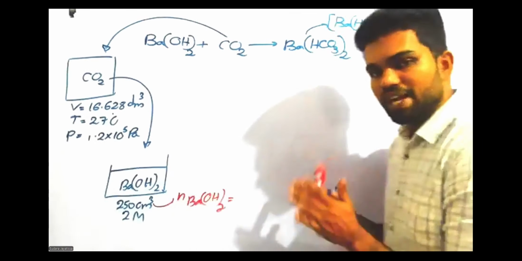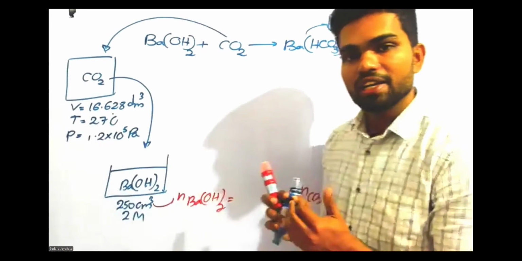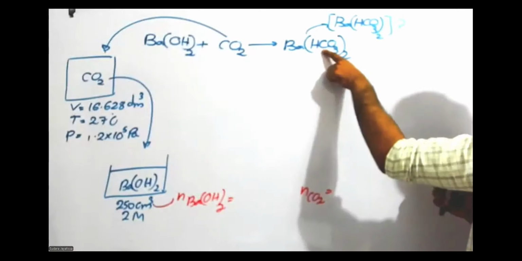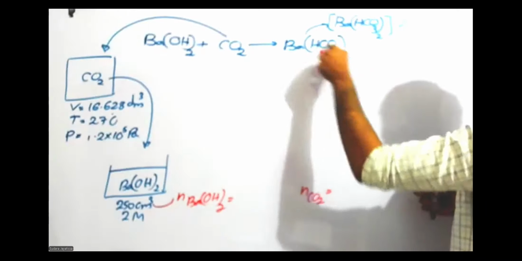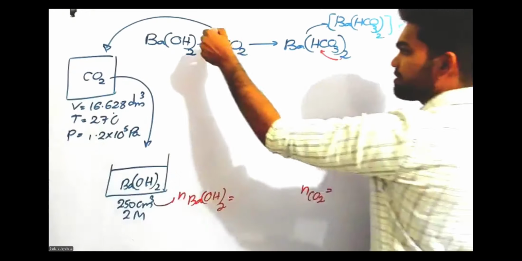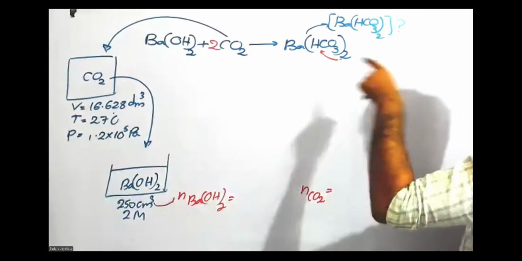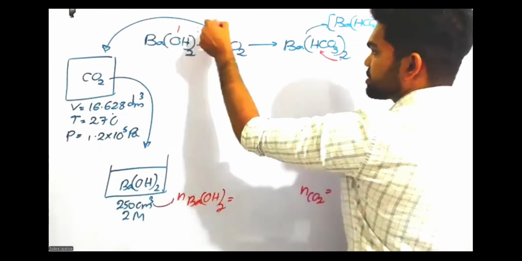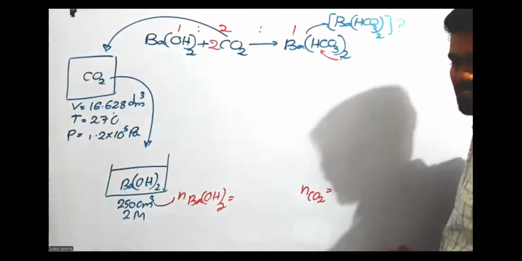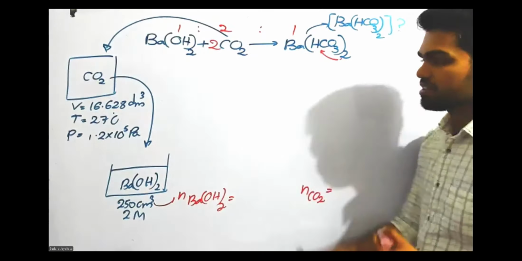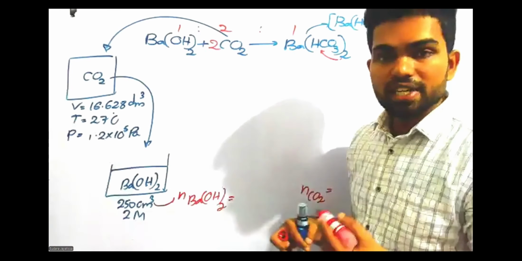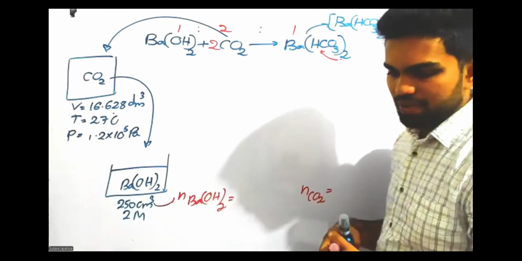For this balancing, right now we are using the inspection method. So check the two sides and you can see two carbon atoms here. That means you need to put 2 in front of this carbon dioxide. Then check, oxygen atoms get balanced. So the ratio is going to be 1 is to 2. This is the ratio. That means 1 barium hydroxide is going to react with 2 carbon dioxide. Okay, that's a simple idea.